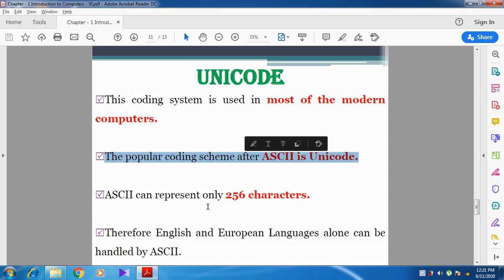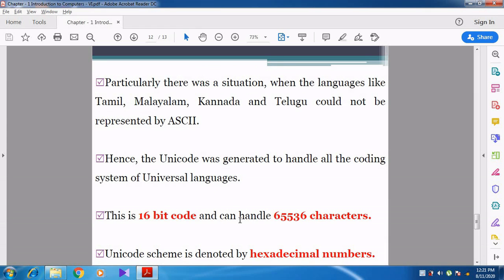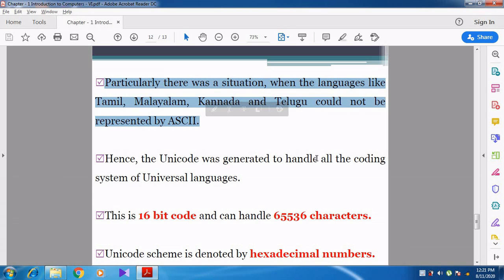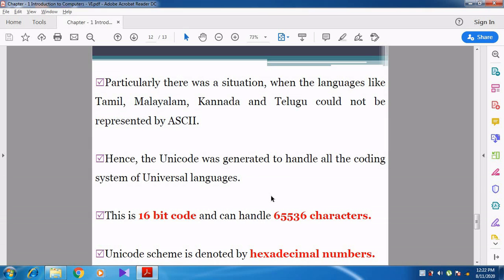Because what is the difference, or what is the greater advantage in Unicode, that is what we are going to see in the next slide I have given you. Particularly there was a situation when languages like Tamil, Malayalam, Kannada and Telugu could not be represented by ASCII, but these languages are handled by the Unicode.